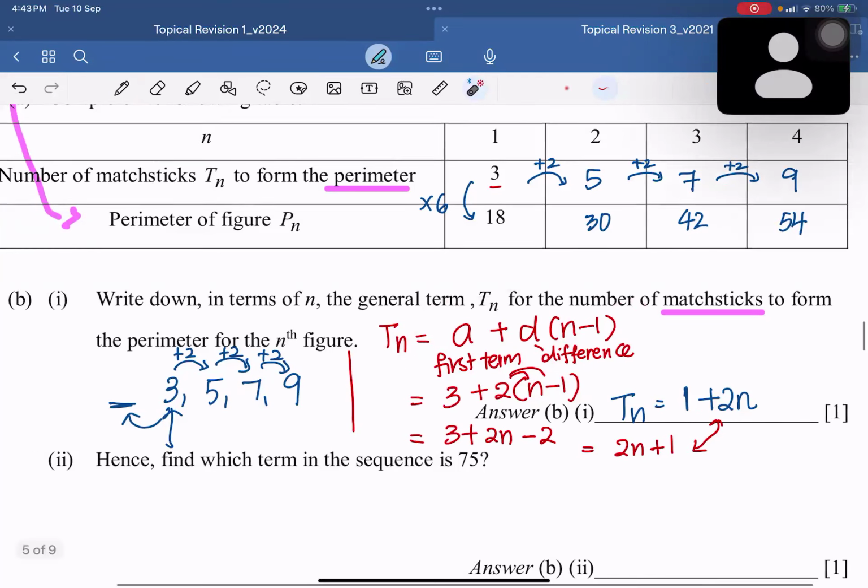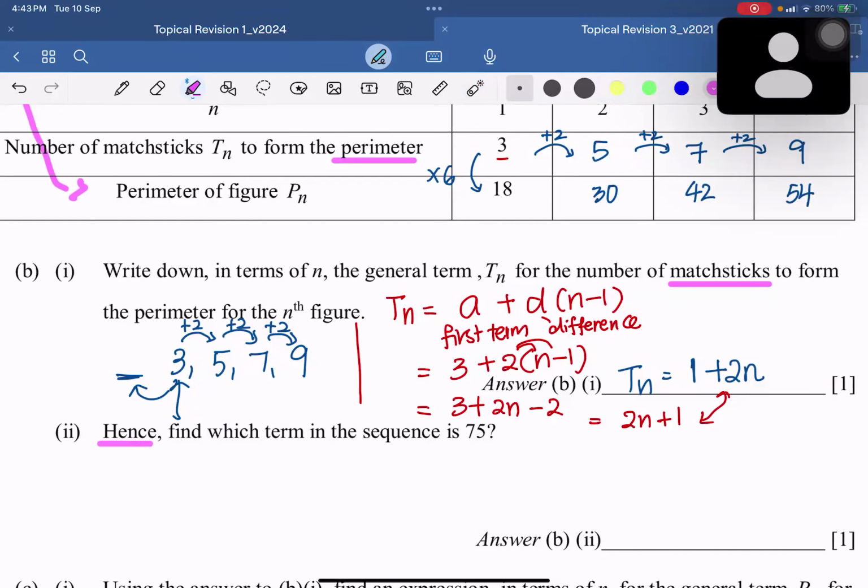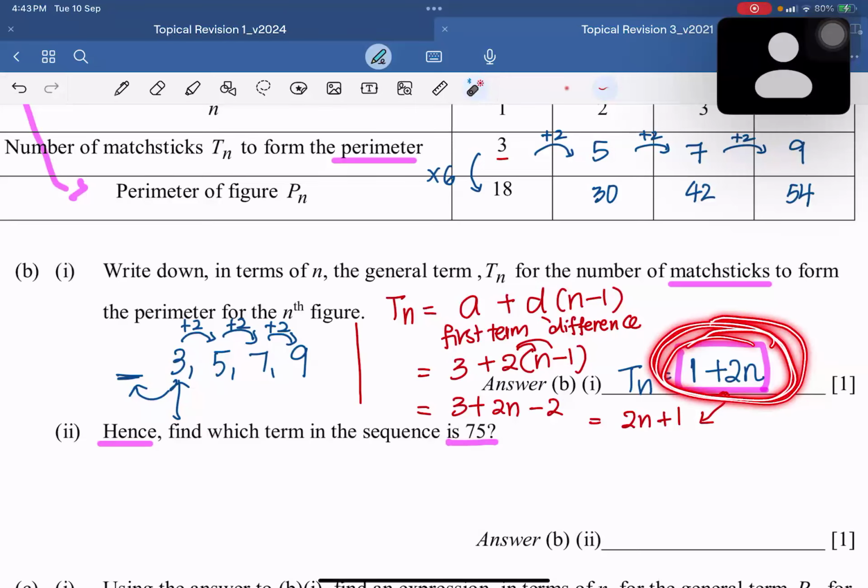Okay, next part of the question says hence. When they say hence, it means I have to use this formula. Next person I'm going to call, Kai En. Kai En, can you tell me what is the relationship between this formula and 75? What equation can I form? They want to find the term. So this is the term, the number of matchsticks, and 75. So what can I write?